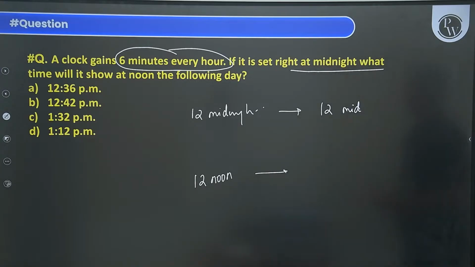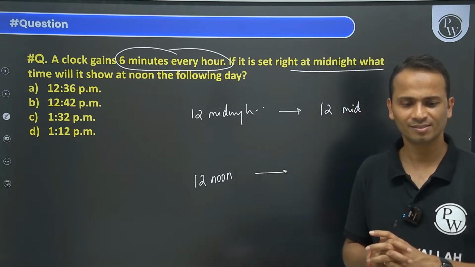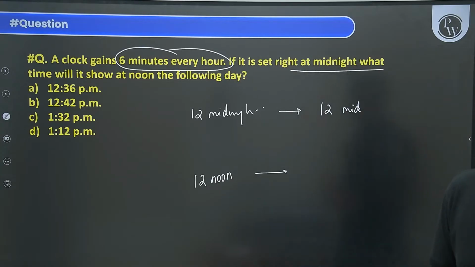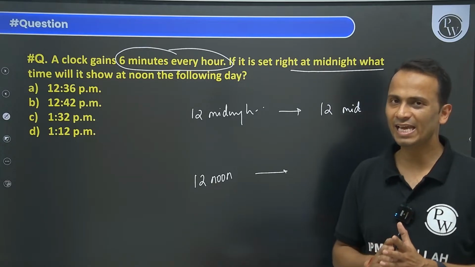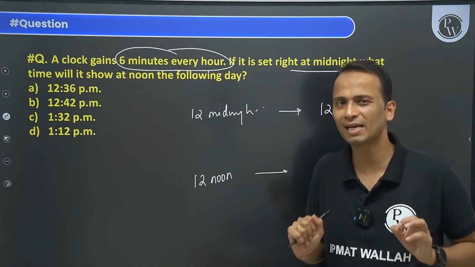So if it is set right at midnight, what time will it show at noon the following day? The following day noon पे ये कितना टाइम शो करेगी? आप लोगों को ऑप्शन में कुछ गड़बड़ नहीं लग रही? So everybody is saying answer is option D, but just tell me a clock gains 6 minutes in every hour. सब कुछ ठीक है? ऑप्शन डी पक्का है आंसर?